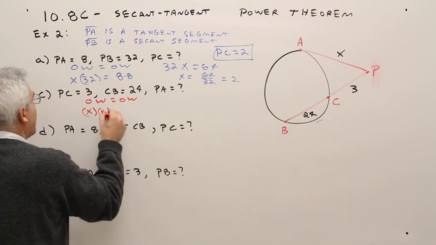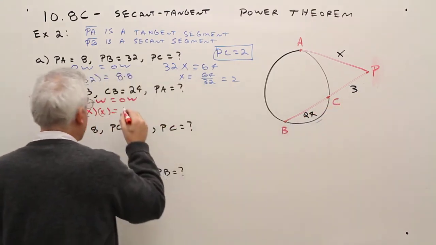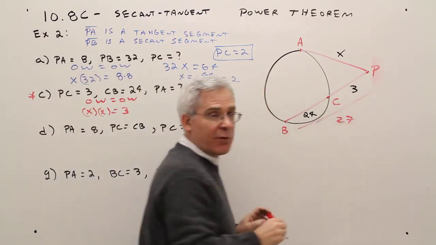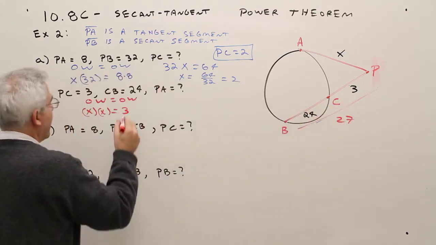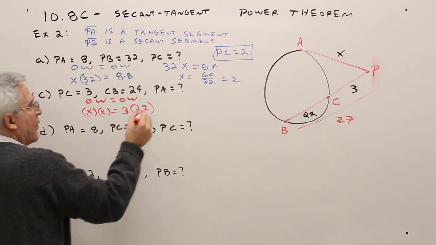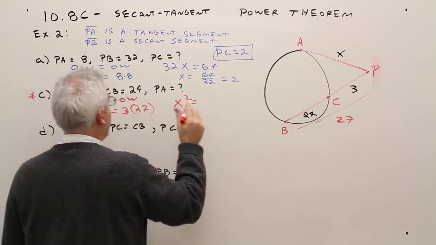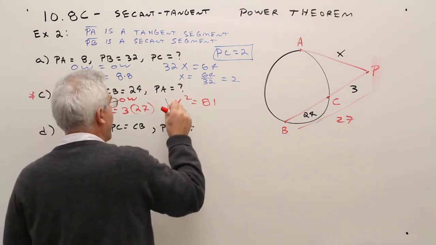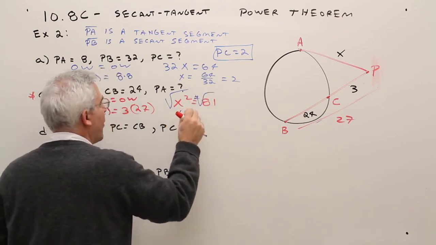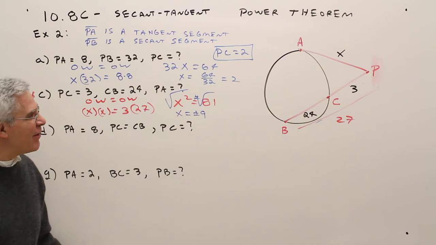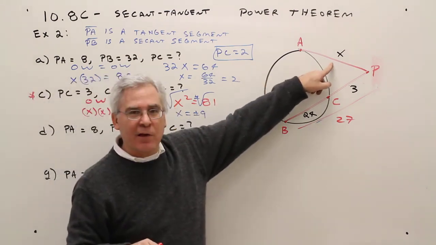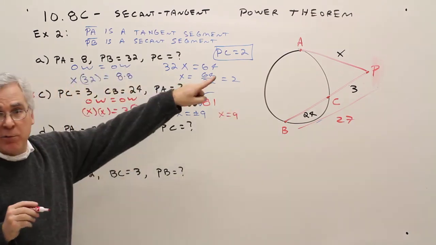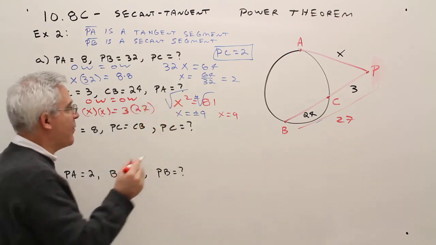So X times X equals 3. Now be careful, the whole is 27. So sometimes students would just say 3 times 24. 3 times 27. So that's going to be x squared equals 81. So then I take the square root of each side, the plus or minus square root. So x equals plus or minus 9. It doesn't make sense that I could have a negative length for a side. So I'll just say x equals 9. And then x was what I was trying to solve for, so I'll say PA equals 9.